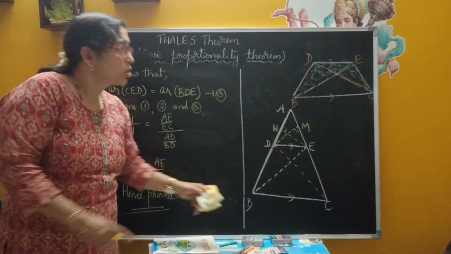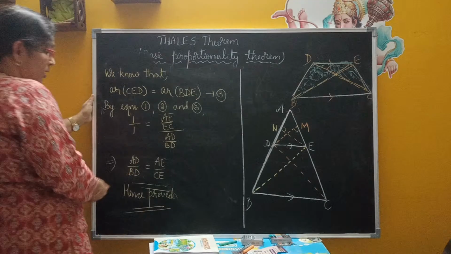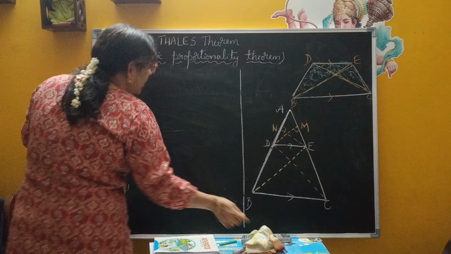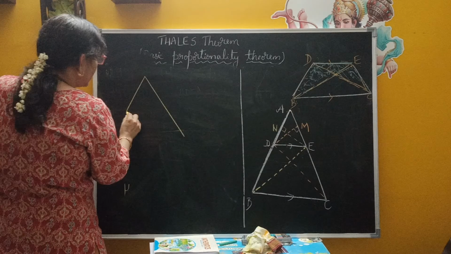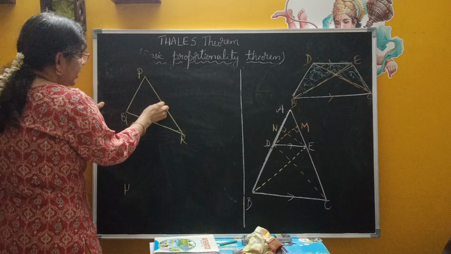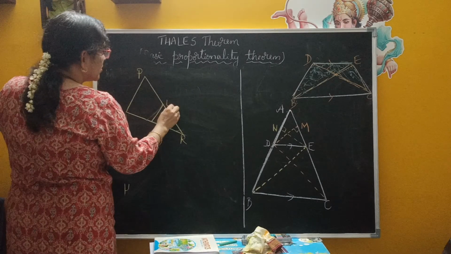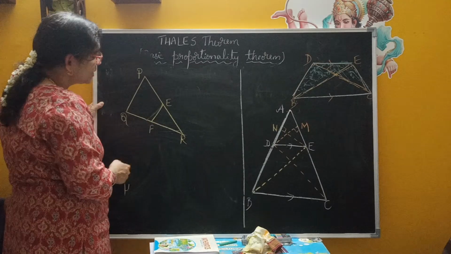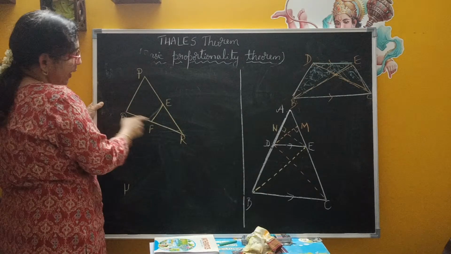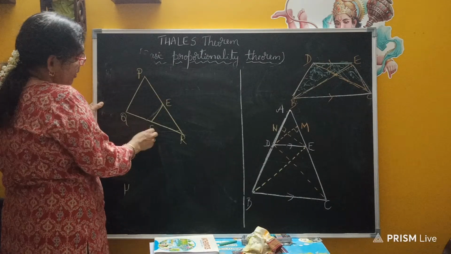Now I'll show some more examples. Let me explain the same theorem with some more examples. Let us take one more triangle. I have a triangle PQR, and a line is drawn parallel to the side PQ. E and F are distinct points. They are dividing PR and QR. This line EF intersects PR at E and QR at F.